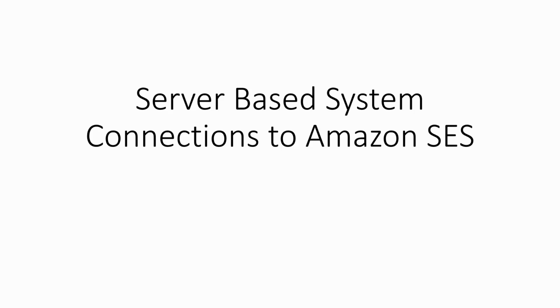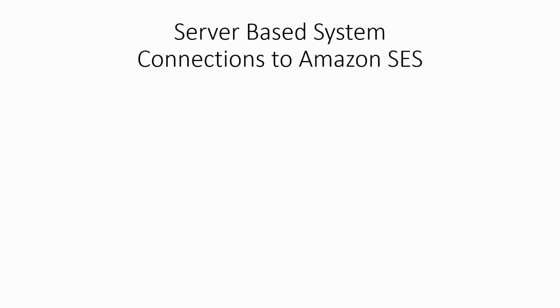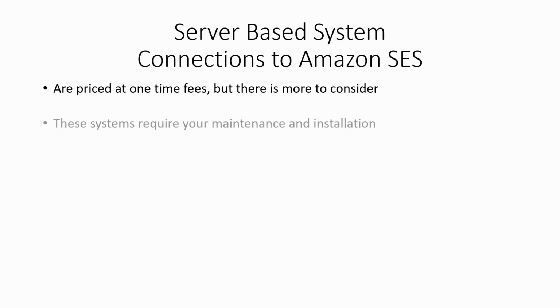Welcome back. Now in this video we're going to discuss the issues involved in considering whether or not you should use a server-based system connection to Amazon SES. Now the server-based system connections are typically priced as one-time fees. And if you look just at the fee, you might think that it's cost effective to pay one time and then to use Amazon SES, which is less expensive than a traditional autoresponder service, and to operate your email marketing. However, there's more to consider.